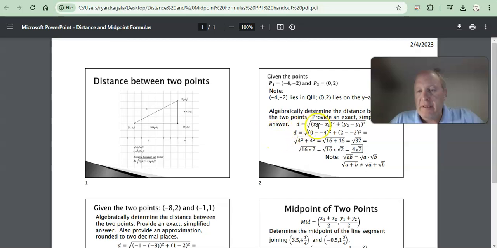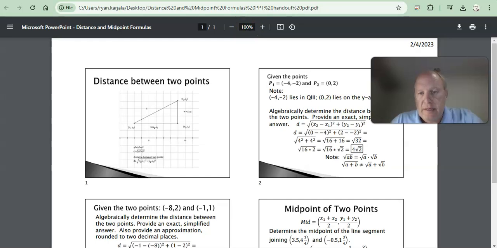The distance formula looks like this. And if you have 2 points, you have point 4, negative 2, and 0, 2. You can use the distance formula to figure out the distance between those 2 points. The only thing you have to make sure you do is you have to understand that this is x1, this is y1. This is x2, and this is y2.